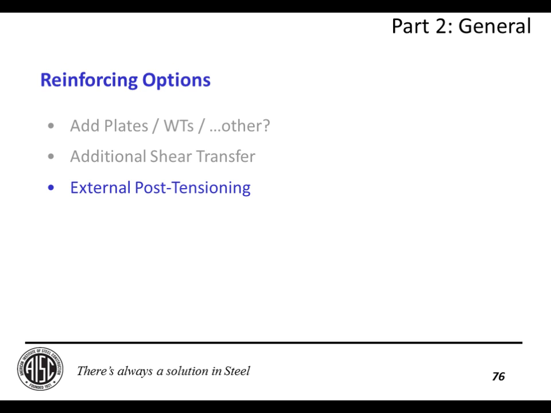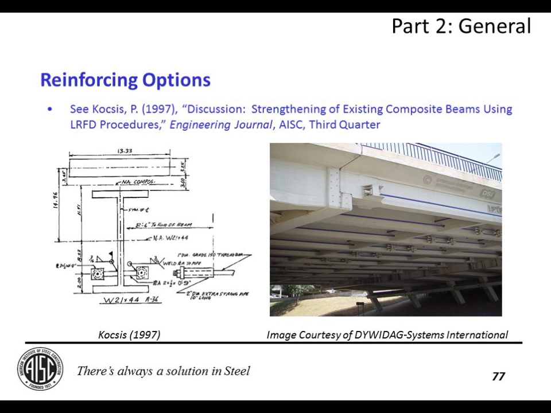Probably the wildest solution I'll show is external post-tensioning. I've never seen this done in a building, but I guess it's possible. I've seen it done on bridge work, such as shown here, and the idea is you're just taking some post-tension bars and compressing below the neutral axis of the beam to reverse camber that member to provide additional load carrying capacity. Again, not a very common option.